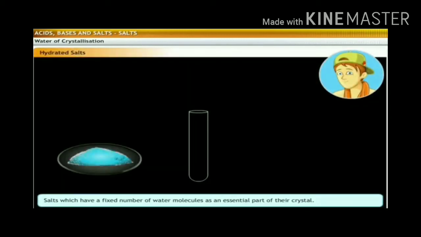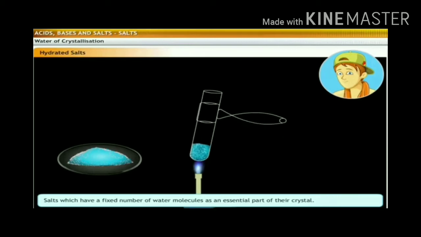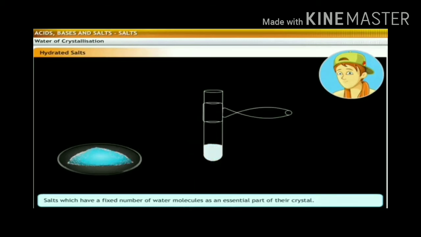Let us perform a simple experiment to verify the presence of water molecules in copper sulfate. Take some powdered copper sulfate in a test tube. Hold the test tube with a pair of tongs and heat it using a Bunsen burner. Observe that the blue-colored copper sulfate turns white. When this powder is moistened with water, the blue color reappears.